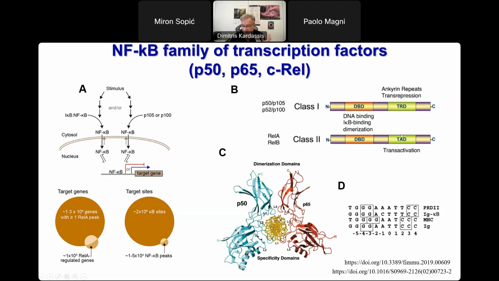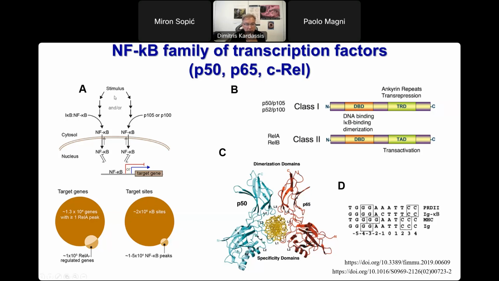Again, the domain is similar, a DNA binding domain and a transactivation or transrepression domain. Depending on the protein, a transcription factor can activate or repress transcription. The transrepression can be accomplished by interaction with transcriptional co-repressors, not co-activators, which are enzymes that do not do acetylation. Let's say they do histone deacetylation.